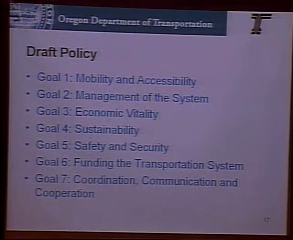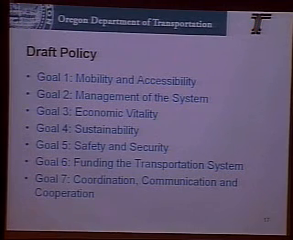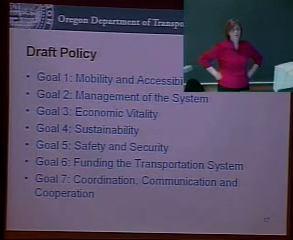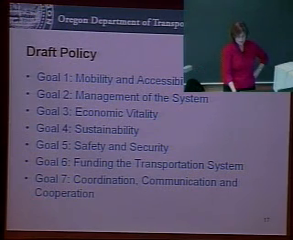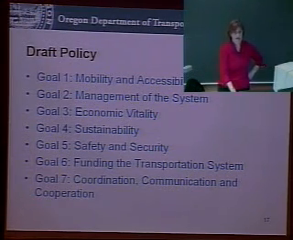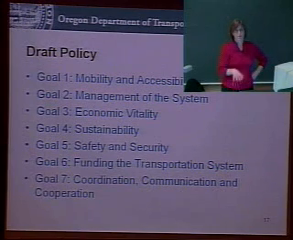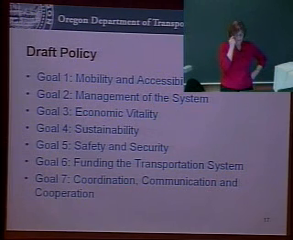The mobility and accessibility goal also looks at co-locating facilities. Intermodal facilities are very important to an efficient system. That's where you have different modes coming together. Goal 2, management of the system, is really the operations and the intelligent transportation system piece of the work. And it is looking at managing the assets that we have in place. The current policy that we're operating under now is preservation of the system, and that still will be important, and this management of the system looks at that.